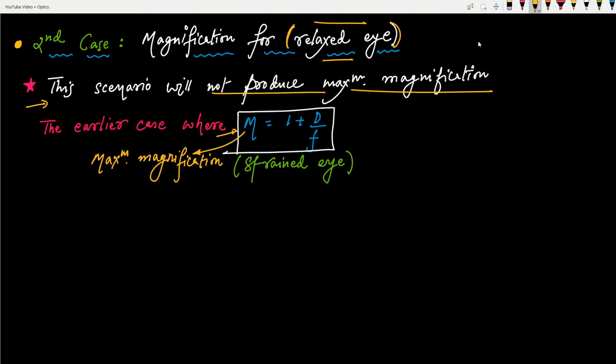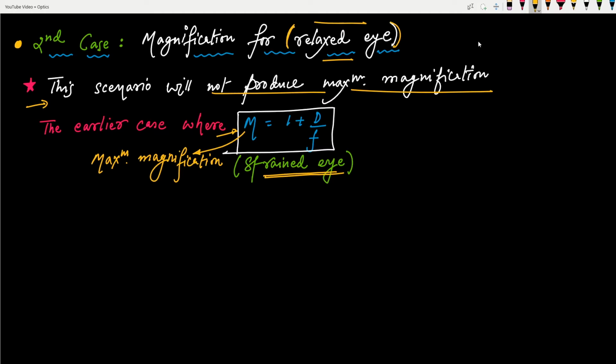Now what is magnification for relaxed eye? If you look here, the earlier case that we have seen, that magnification is for strained eye. Now what do I mean by strained eye? Let's understand. Suppose you're given to carry 2 kg of load in your hand. In the initial stage, you won't find any kind of problem. You'll be easily carrying those 2 kg of weight. But if you keep that weight in your hand for a long time, for example maybe for 20-30 minutes, then what will happen? Your hand will start to get fatigued and you'll feel the pain.